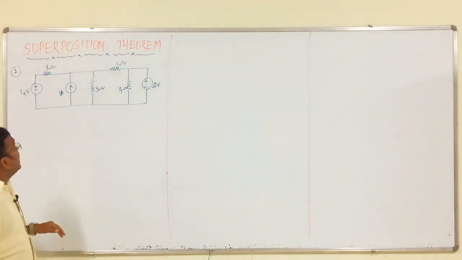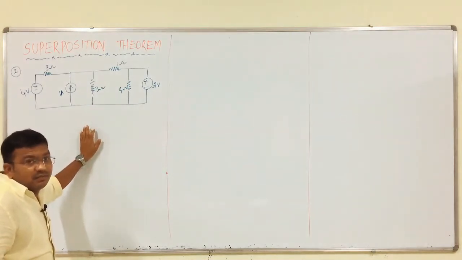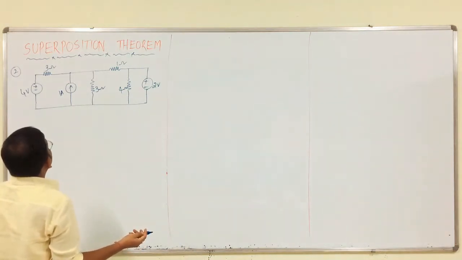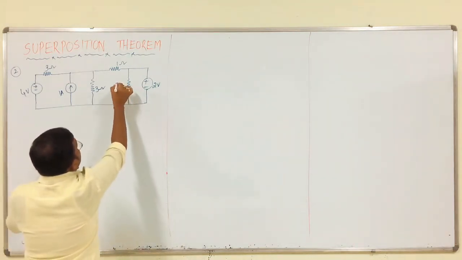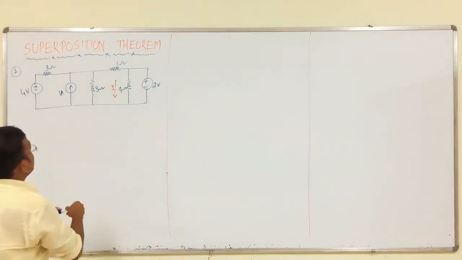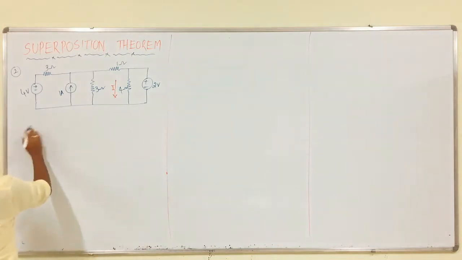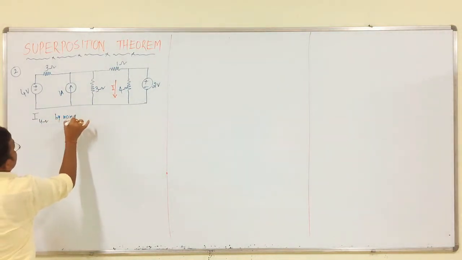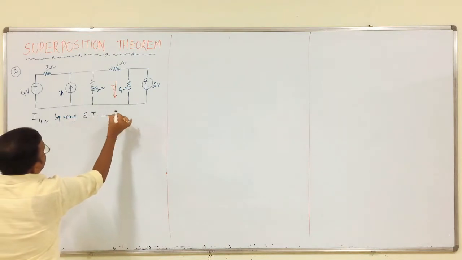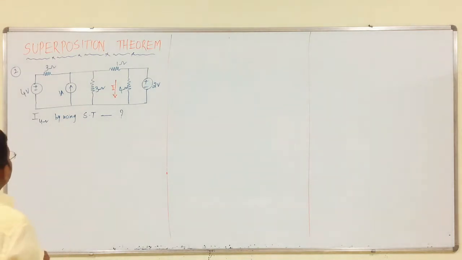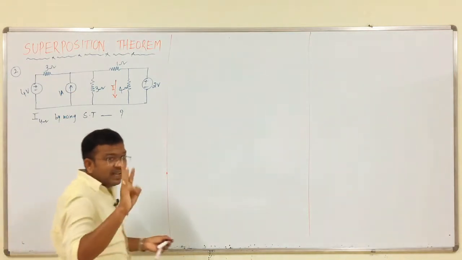We have to calculate the currents in each and every branch. Let us say, what is the value of the current through this 4 ohm branch? This is the question. Current through this 4 ohm branch by using the superposition theorem. Let us start. How many voltage sources or current sources do we have? 1, 2, 3. So, we have 3 cases.